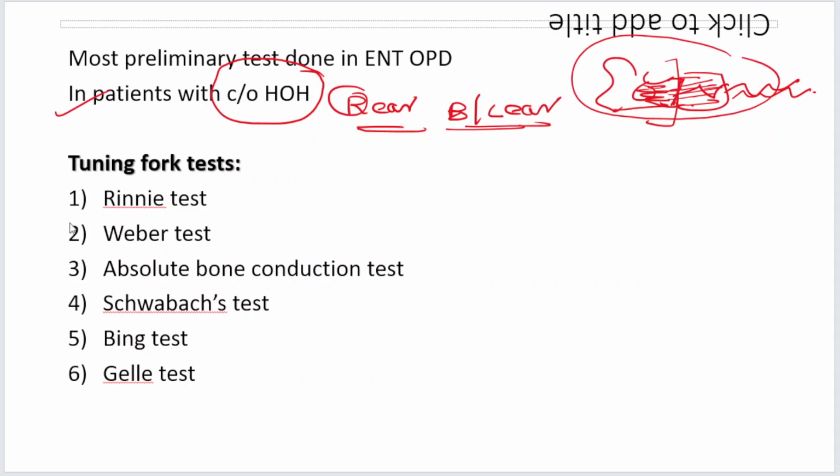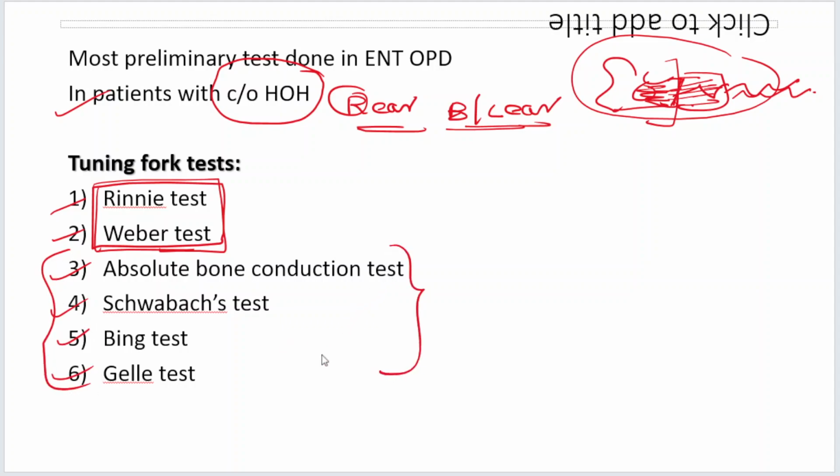The various tuning fork tests that have been described are Rinne's test and Weber's test. These two are basically the go-to tests for any ENT surgeon. Okay, the absolute bone conduction test, Schwabach's test, Bing test, and Gelle's test are more from the theoretical point of view, but having a good knowledge about them will help you to crack the NEET PG exam.